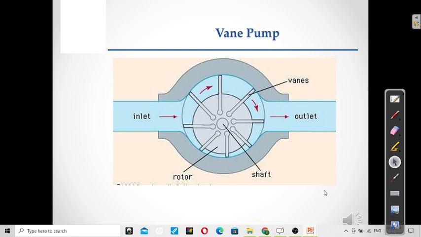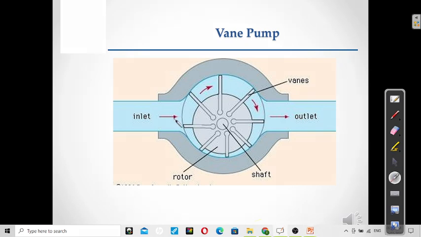Then another pump is the vane pump. See, all these pumps follow the same procedure, but the construction of each is different, and the application of each pump is also different. Some will have high pressure, some will have low pressure, and we'll also see about the cost of these pumps.